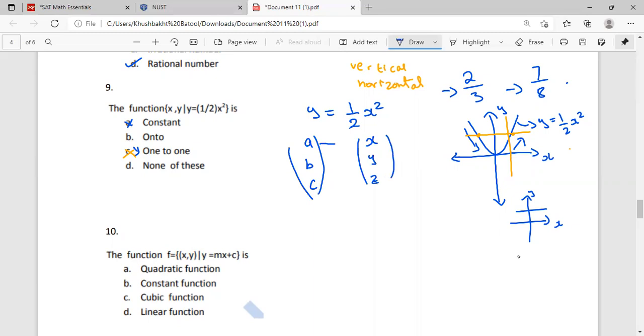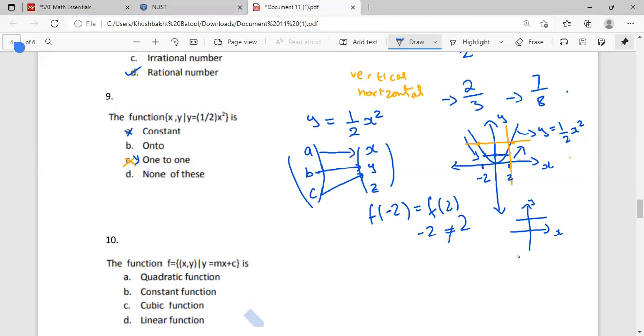So if we have such a case where one element from the domain is giving this, and another element from the domain is also giving the same element in the range, this is not onto. Okay, so here let's say this is -2 and this is 2. This and this are basically corresponding to the same y value, right? f of -2 is equal to f of 2. However, -2 is not equal to 2. So this is not onto.